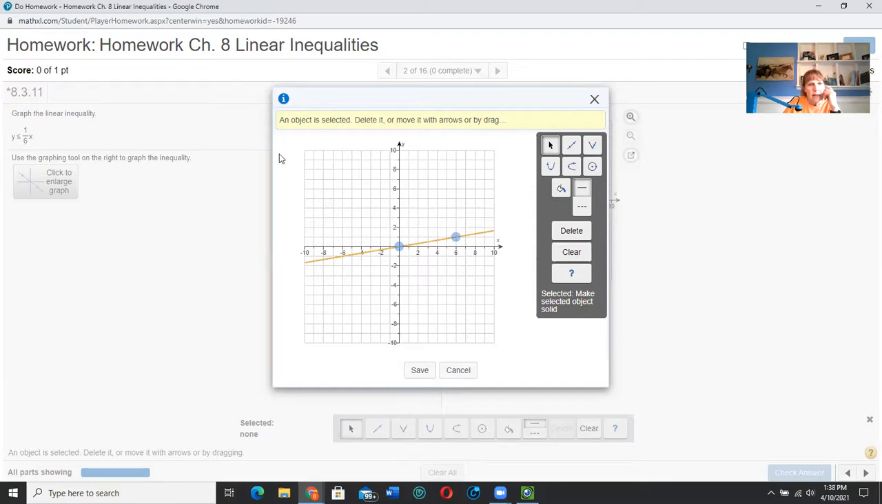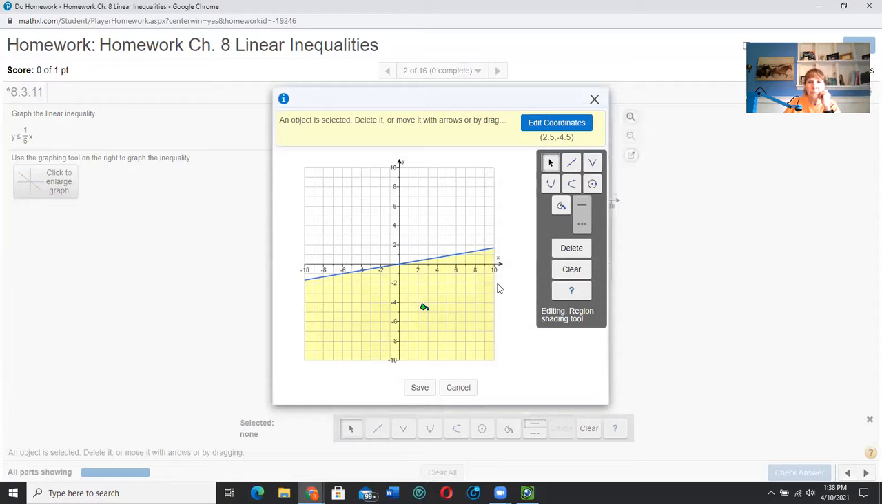Now we need to shade it, and that's what this little paint bucket is for. What we'll do is we know we want under the line. We want y's less than the line itself. The 1/6x represents the line. So we want y's less than, so we're going to go below the line, which means you press your paint bucket, and you go down to the section you want, anywhere in this section, and click.